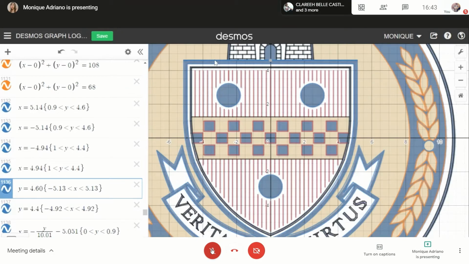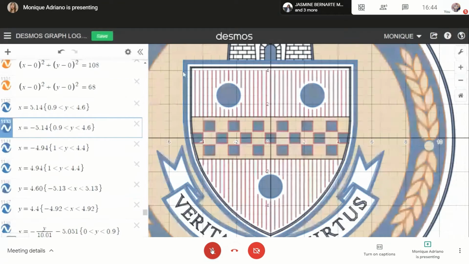In order to form the shield-like structure, we need to use a lot of equations. Kagaya na lang nitong nasa upper part, we use the equation of y is equals to 4.60, negative 5.13 is less than x, less than 5.13. Ang sunod is yung left part ng outer part ng shield. We use the equation of x is equals to negative 5.13, 0.9 is less than y, is less than 4.6.